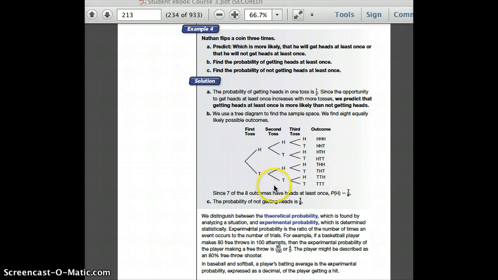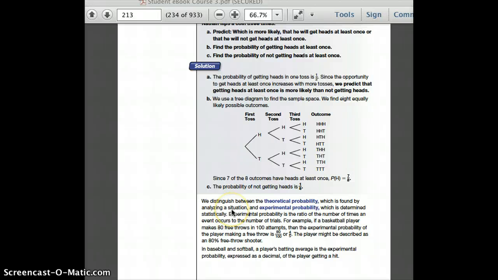Here's where we're going to distinguish between theoretical probability and experimental probability. When I look at this theory, that is what you do before you even toss anything. You're not going to toss any coins. You're finding in theory what the probability of getting at least 1 H is. Well, the theory is that you get 7 out of 8.